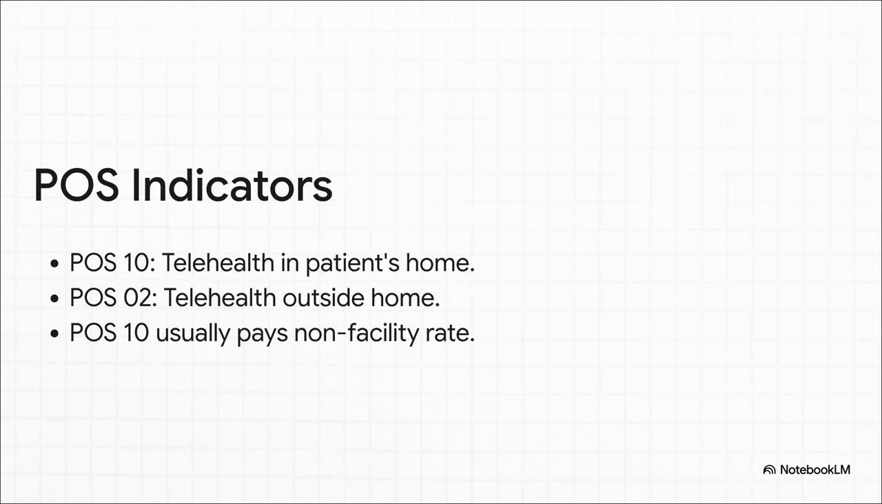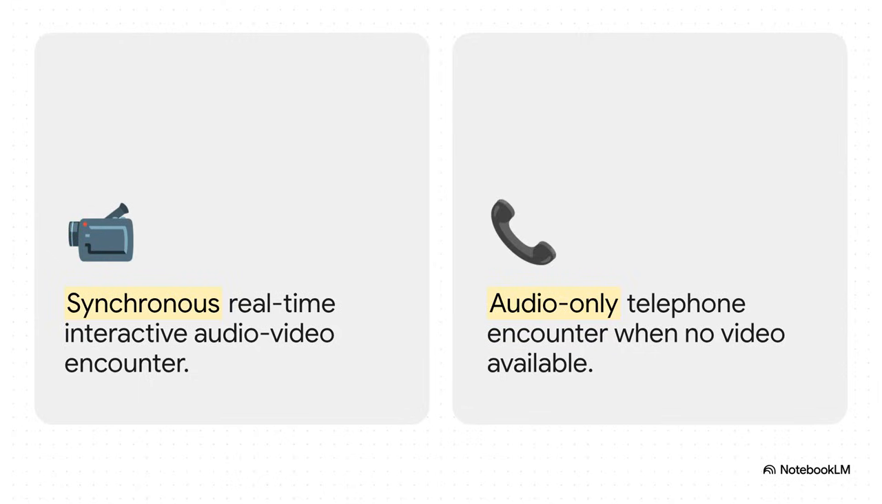On the flip side, POS 02 is used when the telehealth service is provided while the patient is somewhere outside their home, like sitting in another clinic or a hospital. To keep your virtual claims completely compliant, you have to draw a hard line with your modifiers here. You're going to use modifier 95 when both the audio and the video are functioning perfectly in real time.